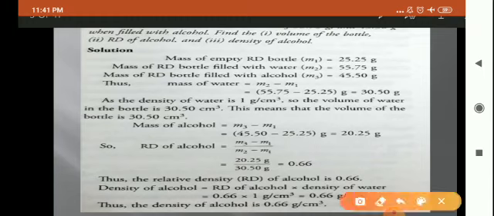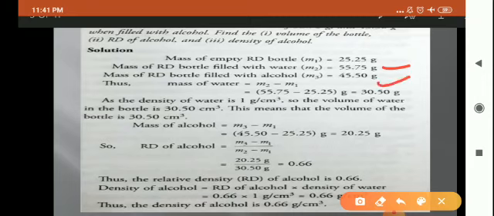I hope children I am clear to you. I have tried my best to explain this thing. Once more I am making you revise this. Suppose, what is given? Suppose the mass of the empty RD bottle is given, which you will take as M1, and the mass of the RD bottle with water, that is the combined mass of bottle plus water, that is your M2, and again M3. What will be your M3? Mass of the bottle with alcohol or with any liquid, that is your M3.